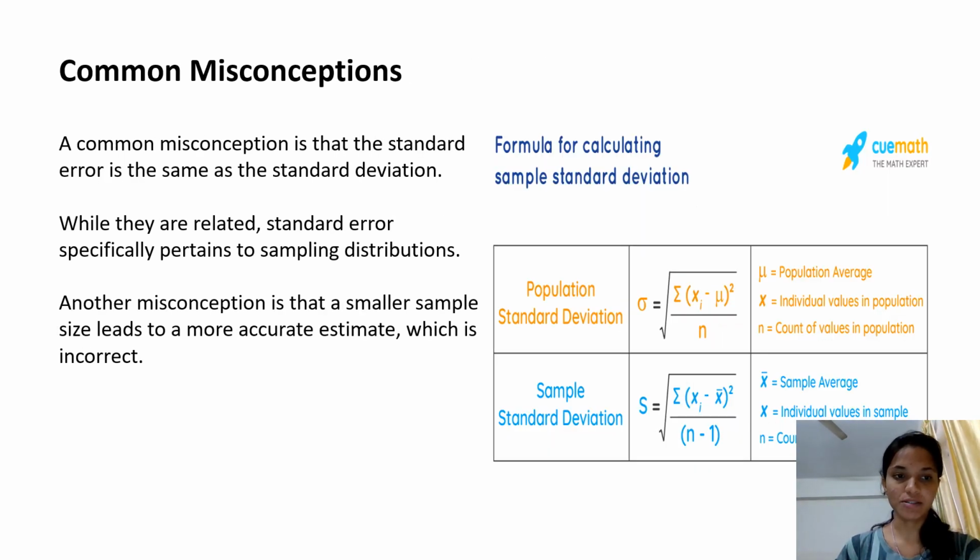Common misconceptions. A common misconception is that the standard error is the same as the standard deviation. While they are related, standard error specifically pertains to sampling distributions. Another misconception is that a smaller sample size leads to a more accurate estimate, which is incorrect.